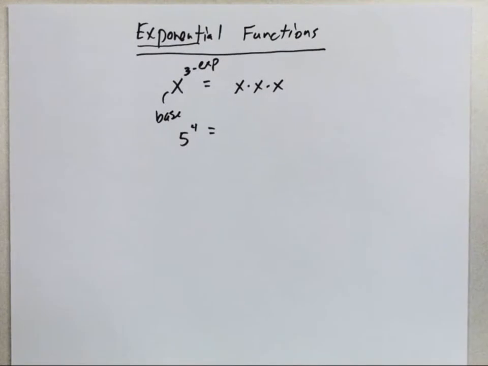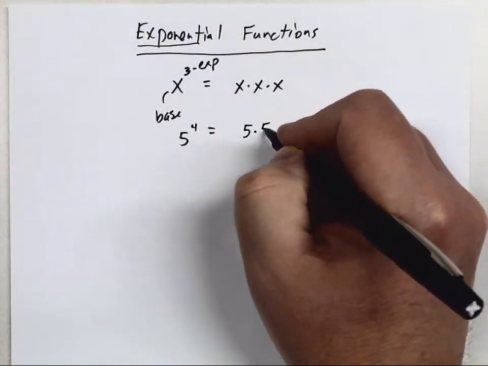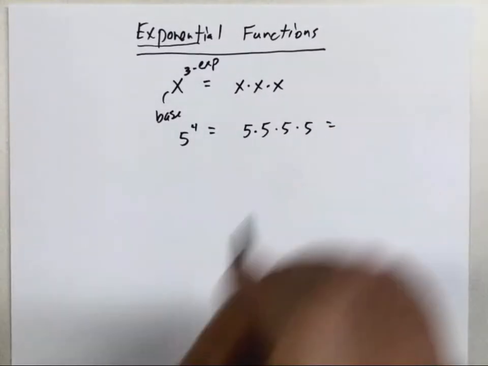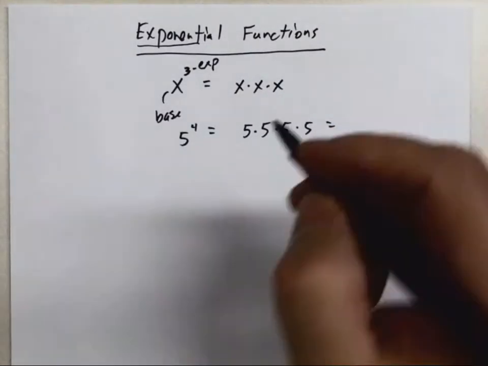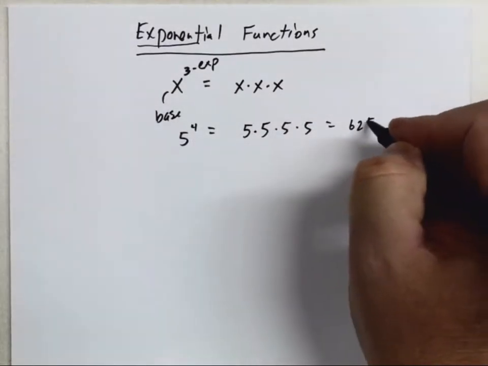Five to the fourth means you take 5 times itself 4 times. Now if we want to write this out as a number, 25, I think it's probably 625.